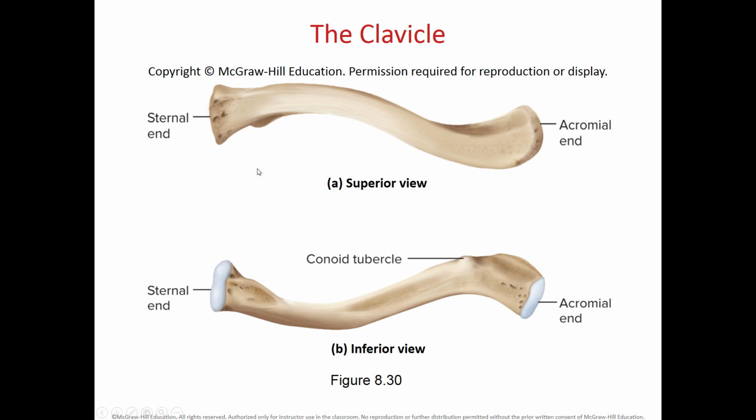So this is the superior view. Now in the inferior view, you can see not only the sternal end and the acromial end, but you can see this conoid tubercle that allows for the articulation of some ligaments.